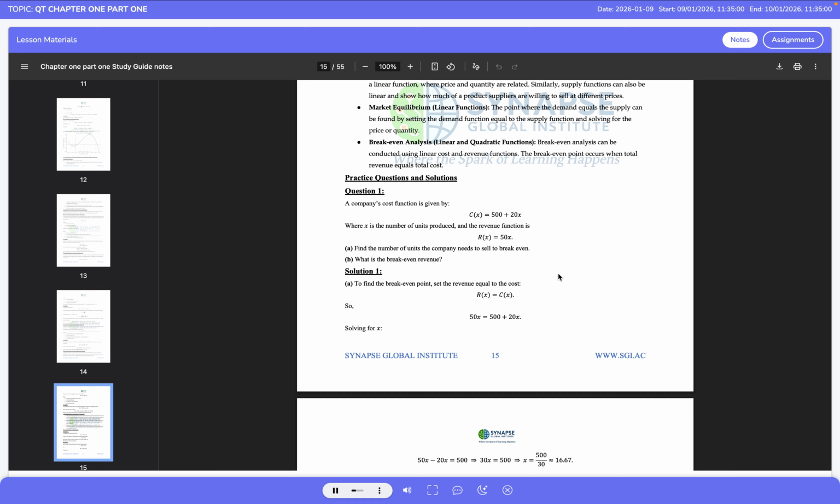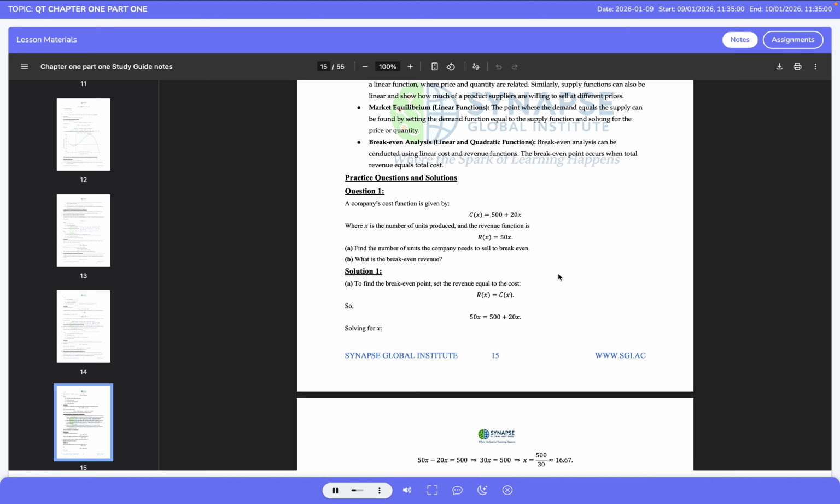In the first question, a company's cost function is C(x) = 500 + 20x, and the revenue function is R(x) = 50x, where x is the number of units produced and sold. To find the break-even point, we set revenue equal to cost. This gives 50x = 500 + 20x. Subtracting 20x from both sides gives 30x = 500, so x = 500 divided by 30, which is approximately 16.67. This means the company needs to sell approximately 17 units to break even.